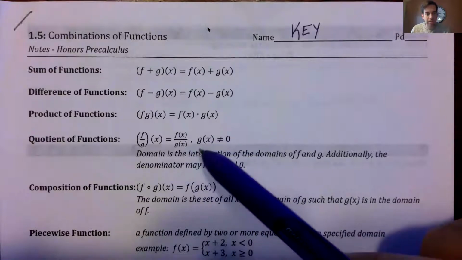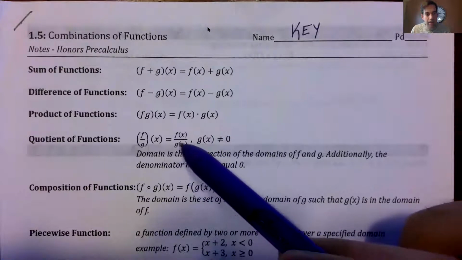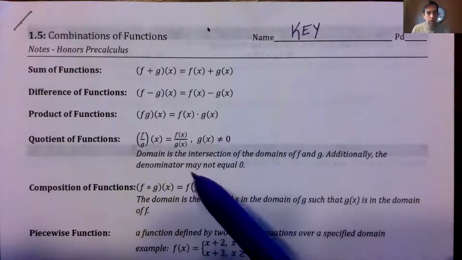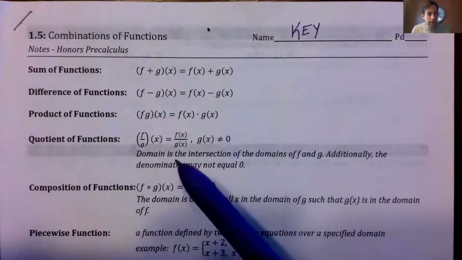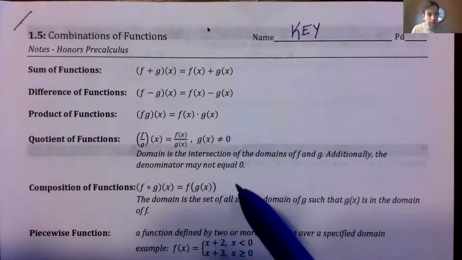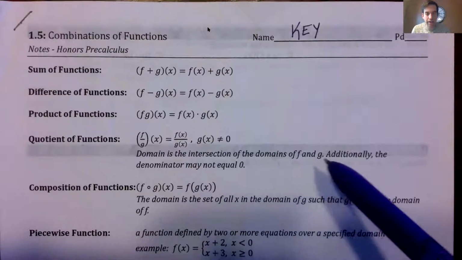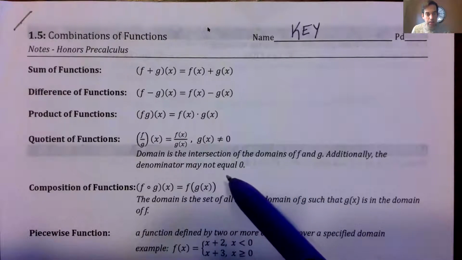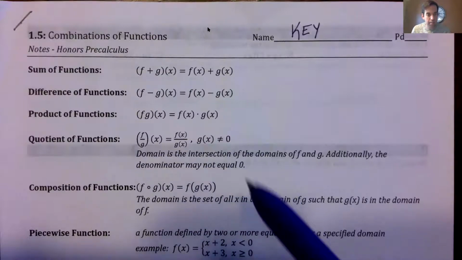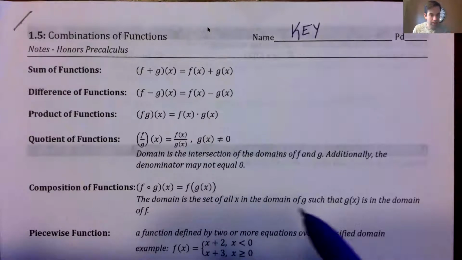And of course, when we're dividing, the denominator cannot be 0. We're also going to take a second to look at the domain for a quotient of functions. And the domain is the intersection of the domain of f and g, and the denominator may not equal 0. We'll take a look at what that means when we get to one of the examples.